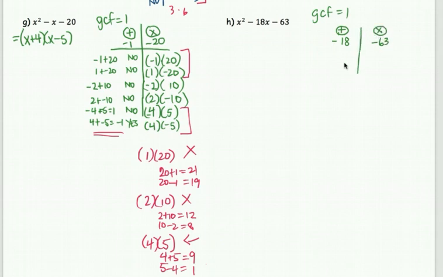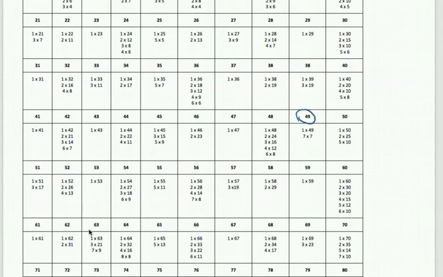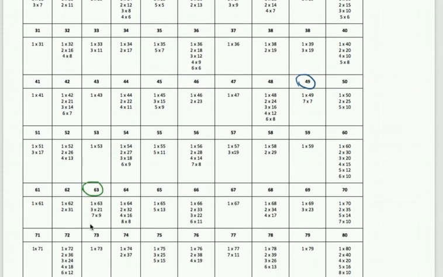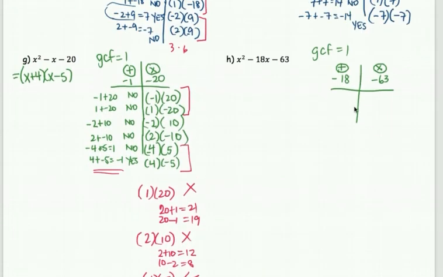Okay, so from there, we're trying to think of all the factors. So again, let's go to our factor table here. 63, there it is. So 1 and 63, 3 and 21, 7 and 9, okay? So 1 and 63. If you wanted to use that trick right now, if I add them or if I subtract them, will I get 18?